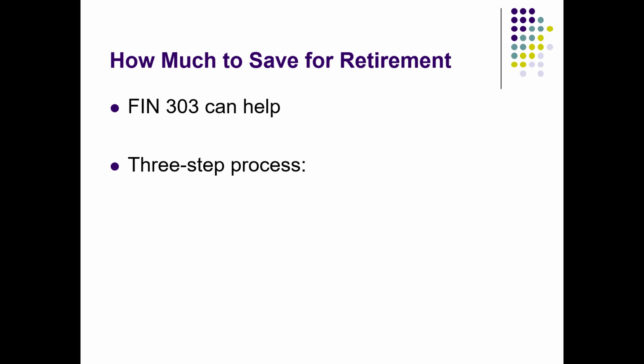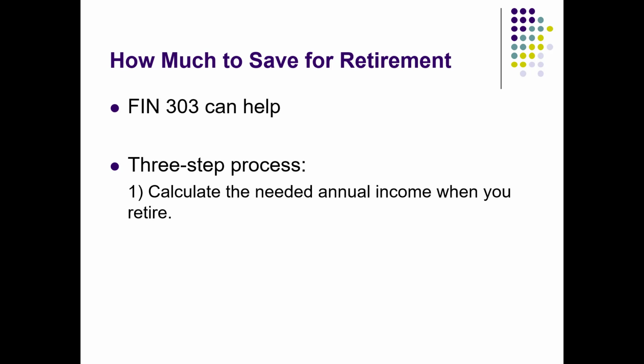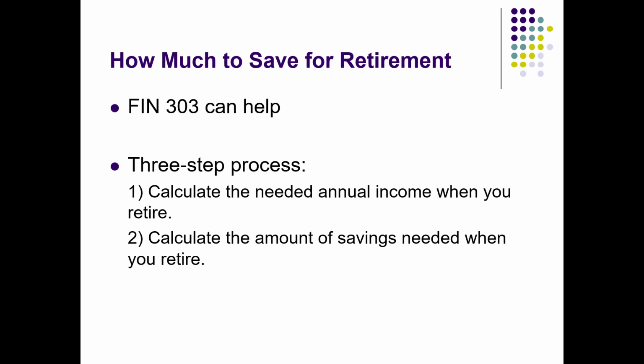This is a three-step process. Step 1, calculate the needed annual income when you retire, which determines how much income your retirement savings must generate each year. Step 2, calculate the amount of savings needed when you retire in order to generate the annual income determined in Step 1. Step 3, calculate the amount to save each year in order to accumulate the needed savings determined in Step 2. The next slide will give a numerical example.